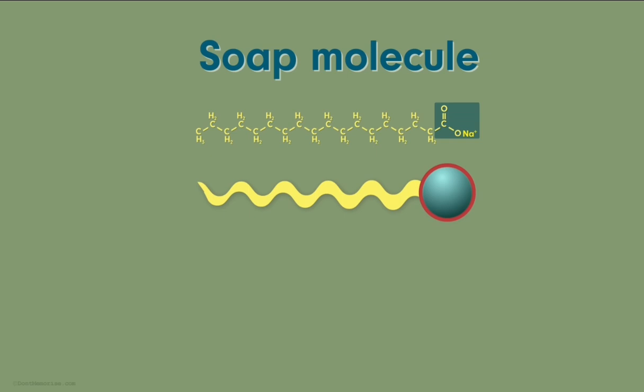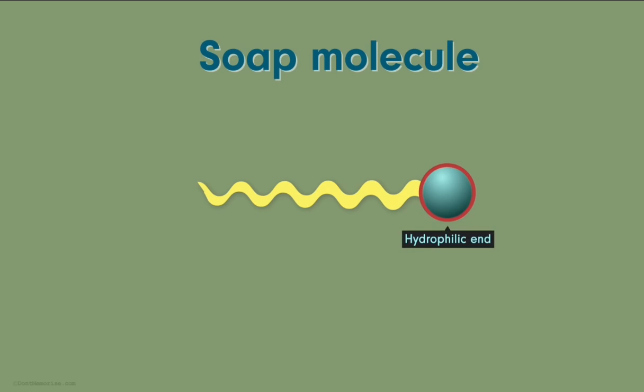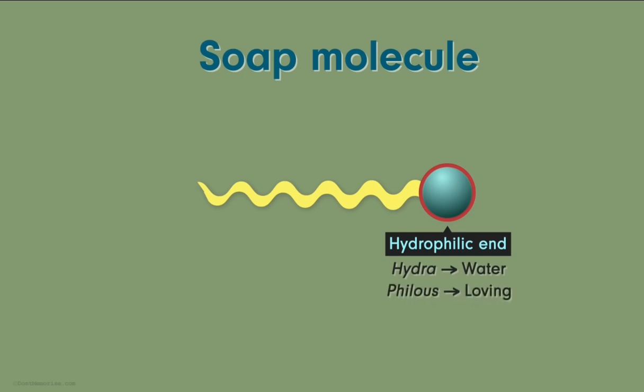The ball on the top represents the carboxylic terminal with the sodium or potassium attached. This end is called the hydrophilic end or the head region. As we know, hydro means water and philic means loving. So this end is attracted towards water or likes being around water.